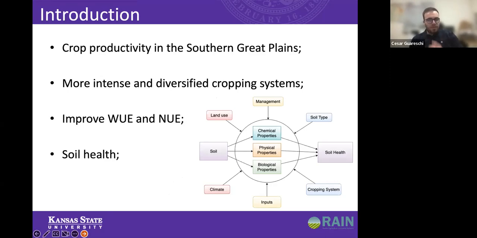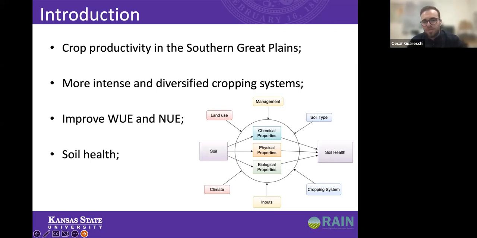As an introduction, we know that crop productivity per unit area here in Southern Great Plains is lagging. It's due to several problems, but one of these problems is related to soil health, and it leads us to the need of more intense and diversified cropping systems in order to improve not only nitrogen and water use efficiency, but also soil health.